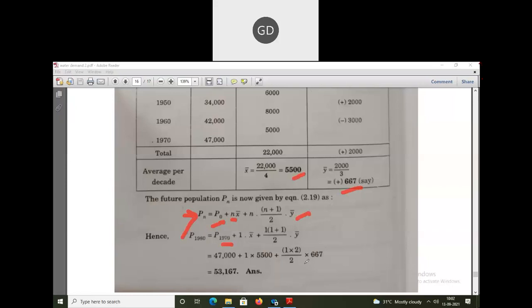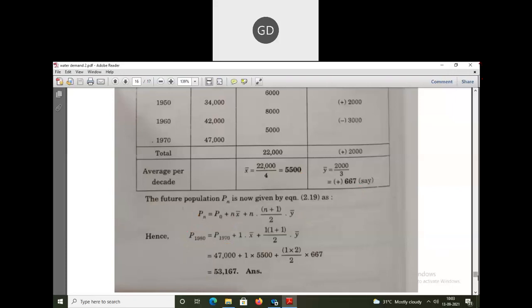Now you have all these values, so just put them in and find the population for 1980, 1990, and 2000. The only thing that changes is the value of N. For the first decade it is 1, second decade 2, third decade 3. So this is a very simple one. Just like this you find the other two populations. I hope this is clear to you.